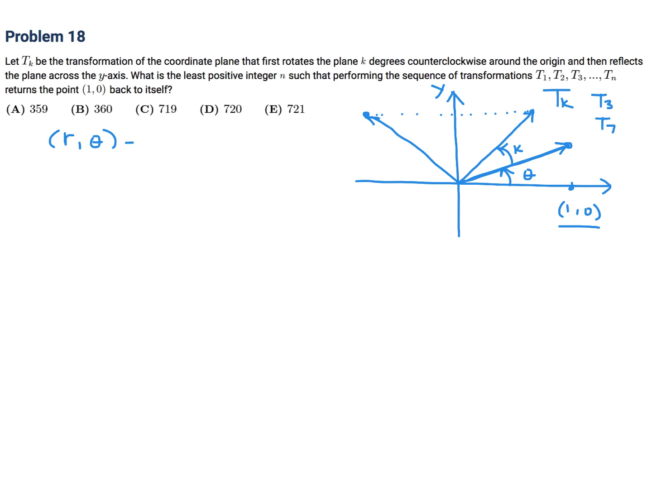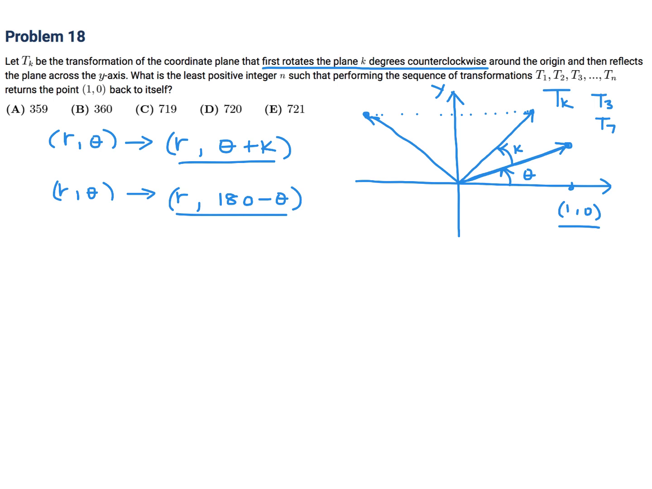Okay, so the first move of this is a counterclockwise move by k degrees. So that would basically take it from theta to theta plus k. That's this part of that question. And then the next one is a reflection across the y-axis, right? So that would then make this go, if it was just (r, theta), it would basically be (r, 180 minus theta), if you're just doing that. But we are doing both this and this. So if we're doing both, we have to combine them.